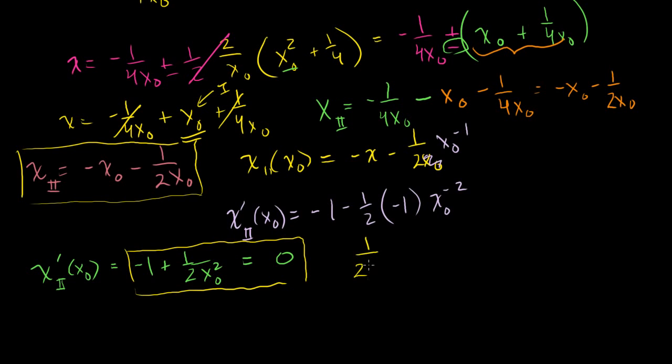We get 1 over 2 x naught squared is equal to 1. Or you could just say that 2 x naught squared must be equal to 1 if we just invert both sides of this equation. Or we could say that x naught squared is equal to 1 half. Or if we take the square roots of both sides of that equation, we get x naught is equal to 1 over the square root of 2. So we're really close now.